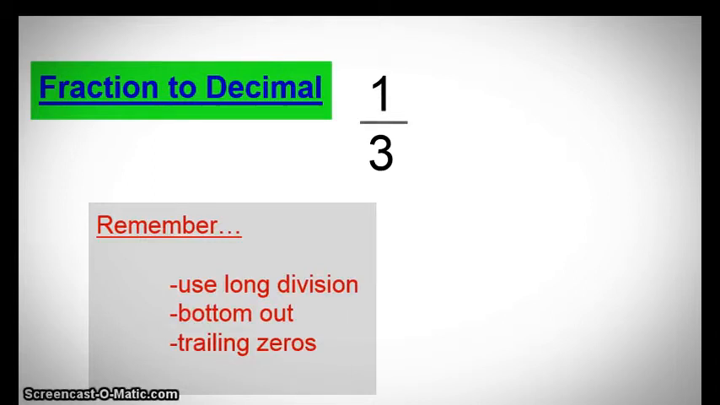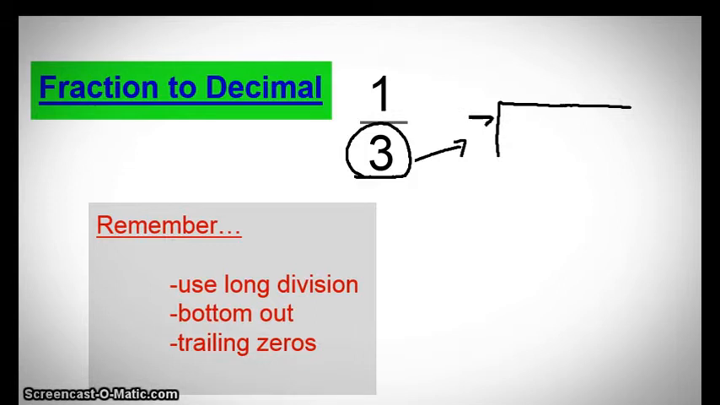This video will show you how to change a fraction to a decimal. To change a fraction to a decimal, you're going to divide. But to figure out what's being divided by what, just remember to bottom out. The number that's on the bottom, the denominator, should go outside the division sign.